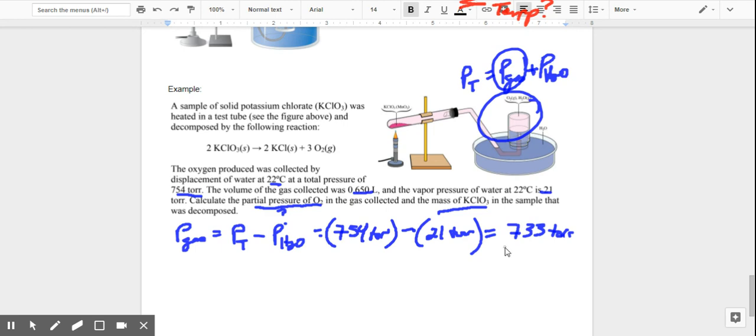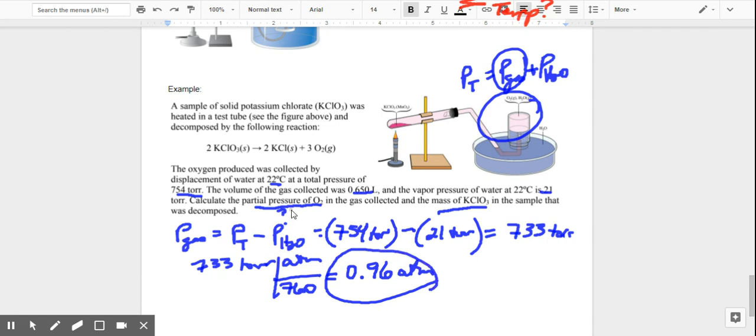Now, of course, when we're working with PV = nRT and all those things, we're going to want to convert this to ATM. So let's go ahead and work with that. So 733 torr. To convert, we divide by 760, and that gives us ATM. And the value doing that calculation is 0.96 ATM. So this is the pressure of O2 that we have found there.